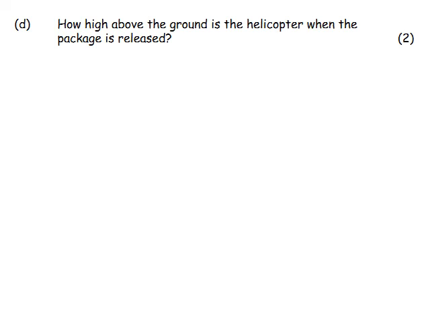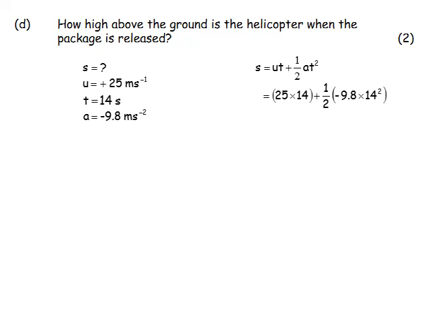We might be asked how high above the ground is the helicopter when the package is released, and we've got to work out our displacement here. So our initial velocity is 25. Our time for the whole part is 14. Our acceleration is minus 9.8. So again, the signs are important. Then we can substitute into our equation of motion and we get 610.4 meters. We get minus that because relative to the helicopter, the ground is 610 meters below it.